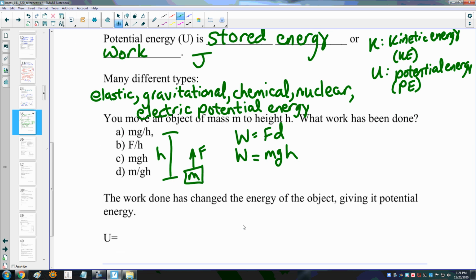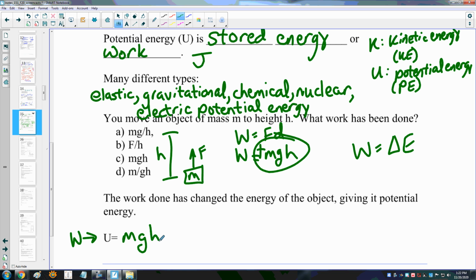Now, this work done has changed the energy of the object. And what it does is it gives it potential energy. So this work, which is positive, right? Remember we said that work changes the energy of an object? This work is converted then into potential energy. What we've just done is we've derived the expression for gravitational potential energy, that U is equal to m times g times h.